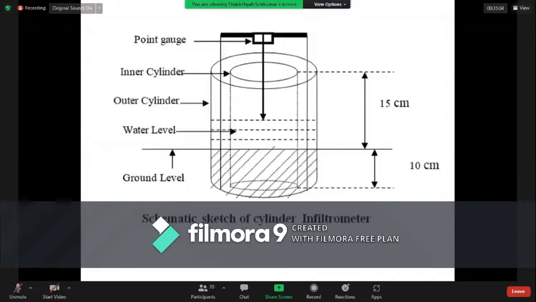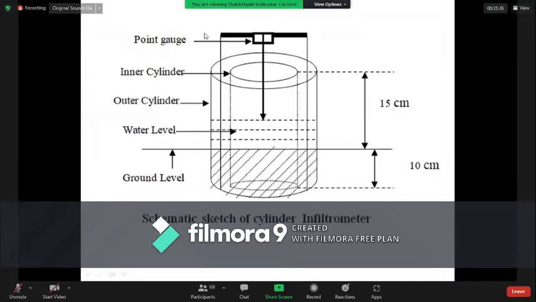Sketch of cylinder infiltrometer. You need to draw this sketch. This is the inner cylinder and this one is the outer cylinder. And you need to dig a hole and insert the infiltrometer to a depth of 10 centimeter. The height above the soil surface is 15 centimeter.